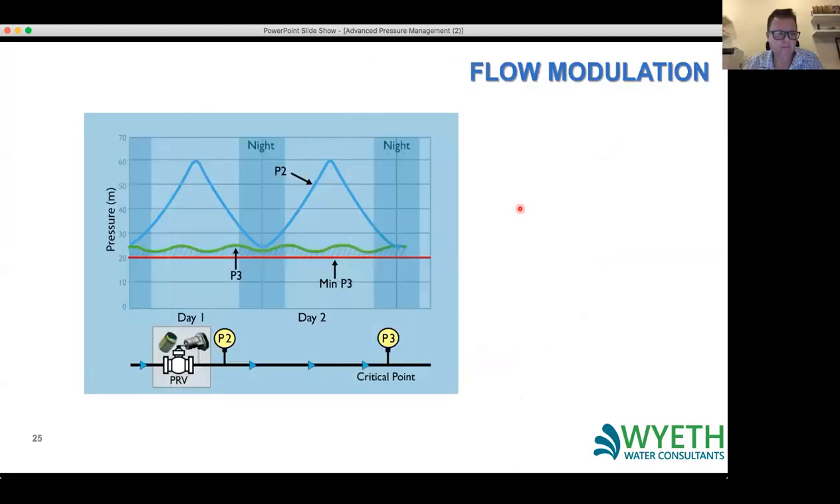So the next step, rather than having fixed pressures on the outlet, even when you have 5 different steps, is to move to what we call modulation. And you can see here that the pressure on the outlet of the PRV, the blue line, actually varies depending on flow.